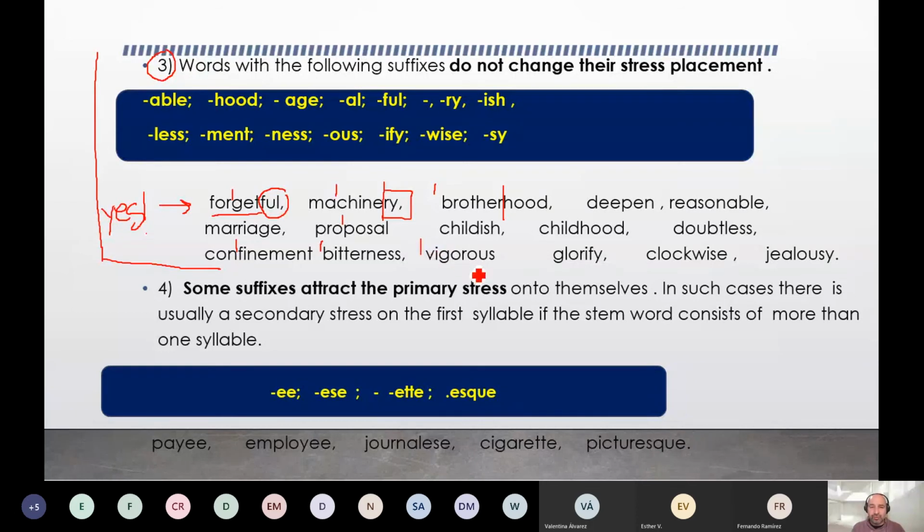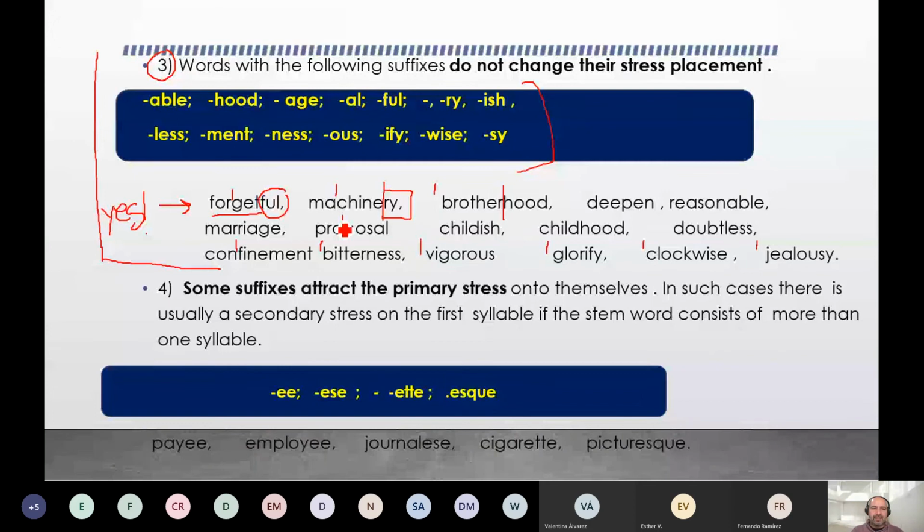We can attach them to the root, and the stress does not change. The stress is placed on the very same syllable. Okay, that's case number 3. We add any of these suffixes, and the stress remains on the same syllable of the root word.